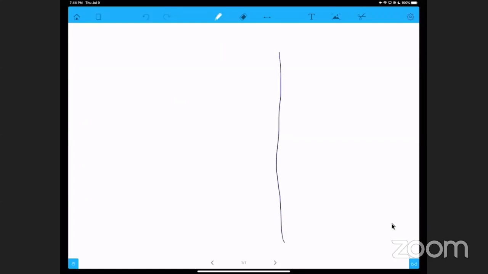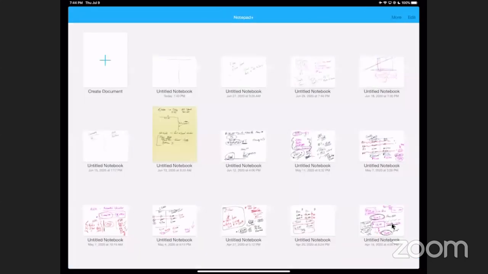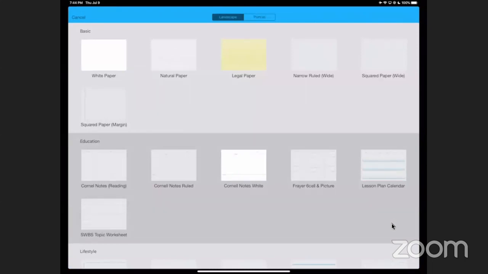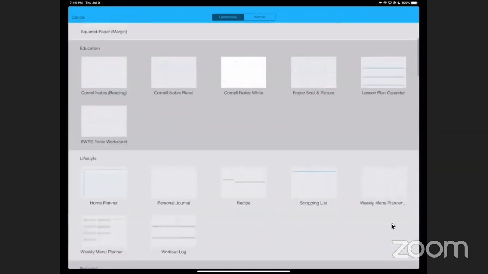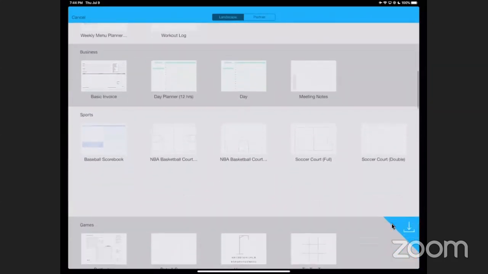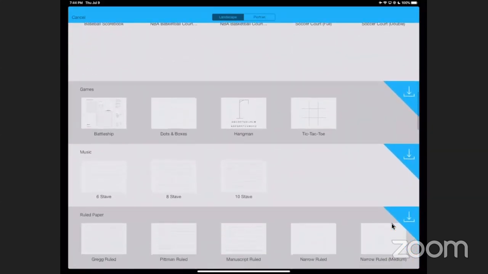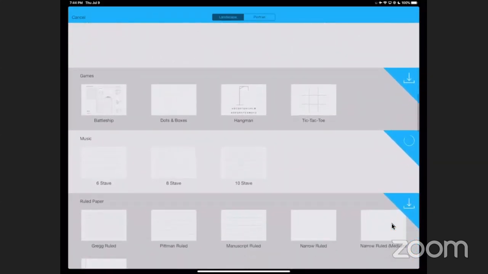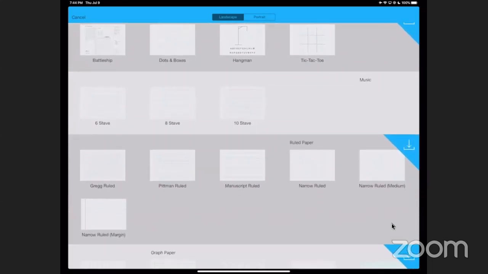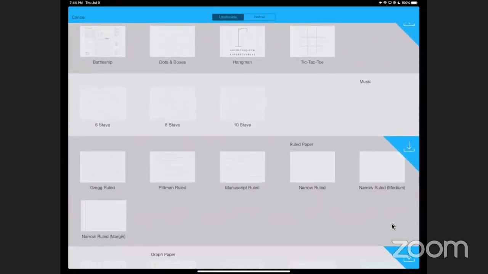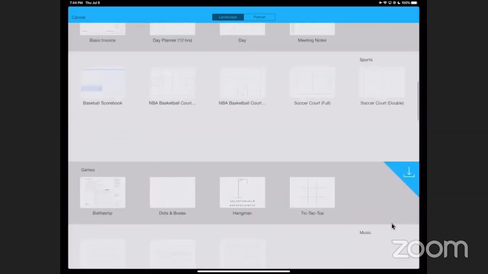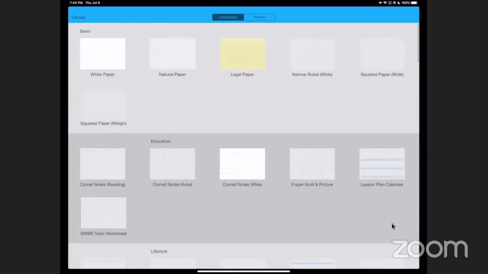And so we're going to have, let me go back. I'm going to go back out here and see if there is something that already has some lines in it that we could use. Well, we could use this paper right here. I'll try that.